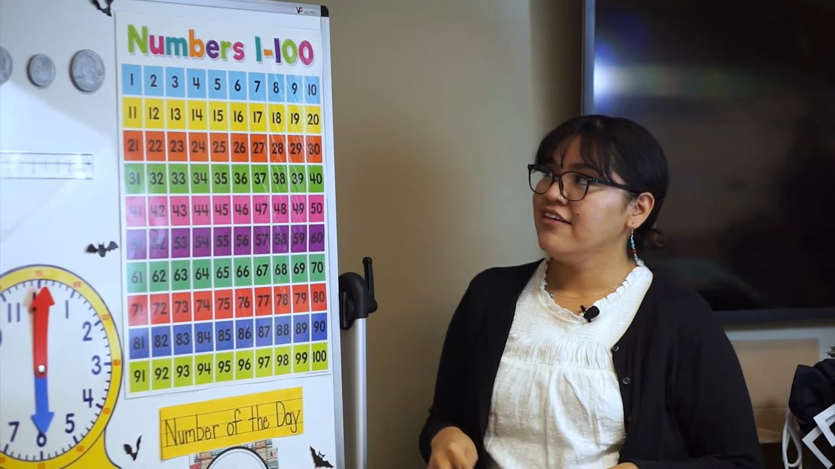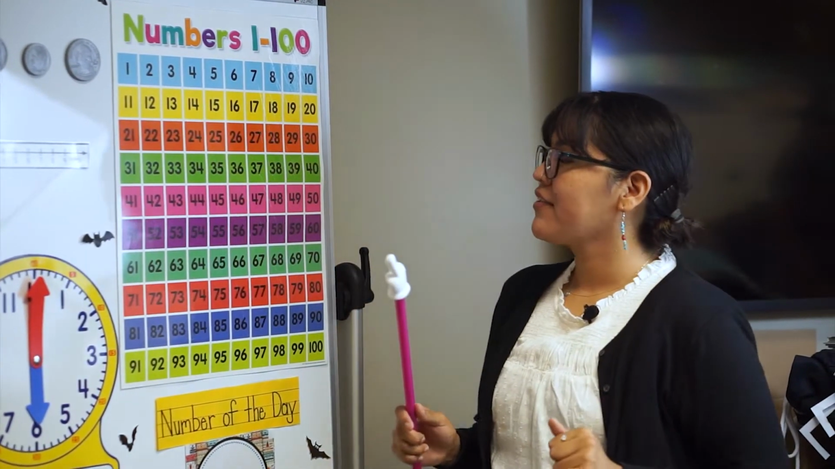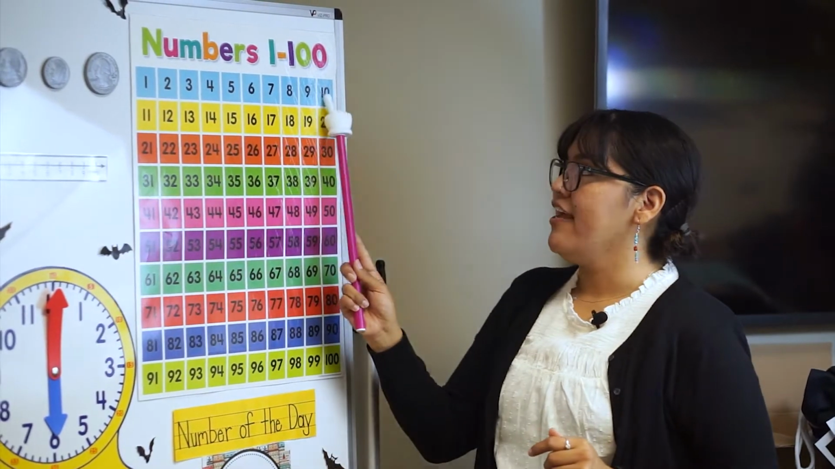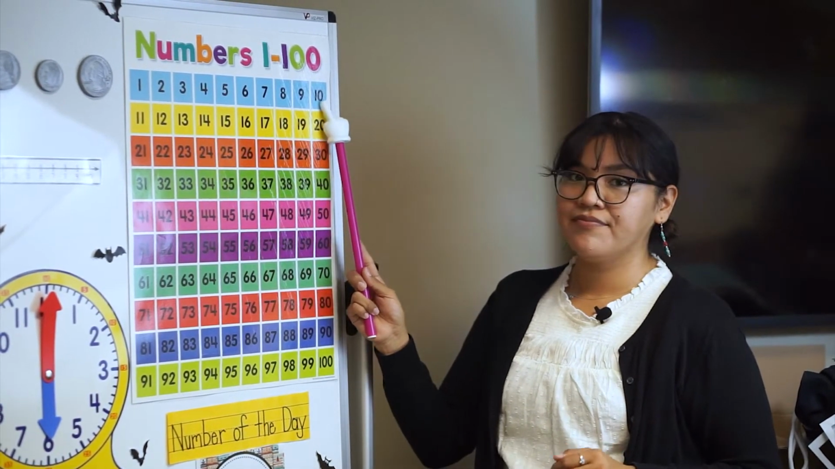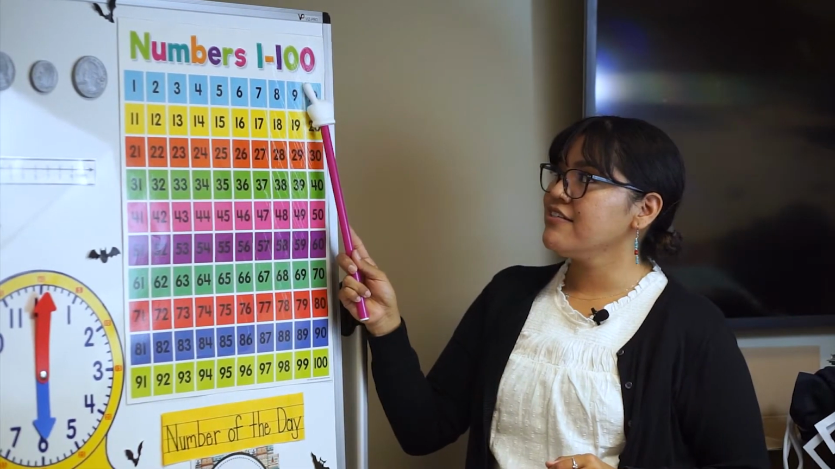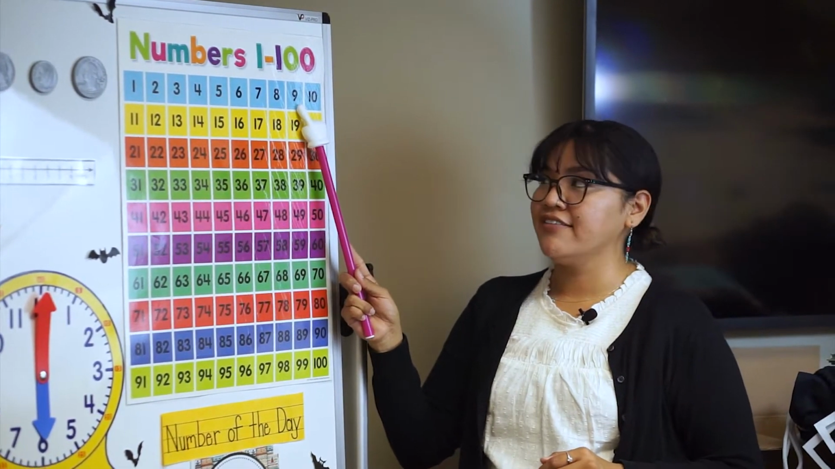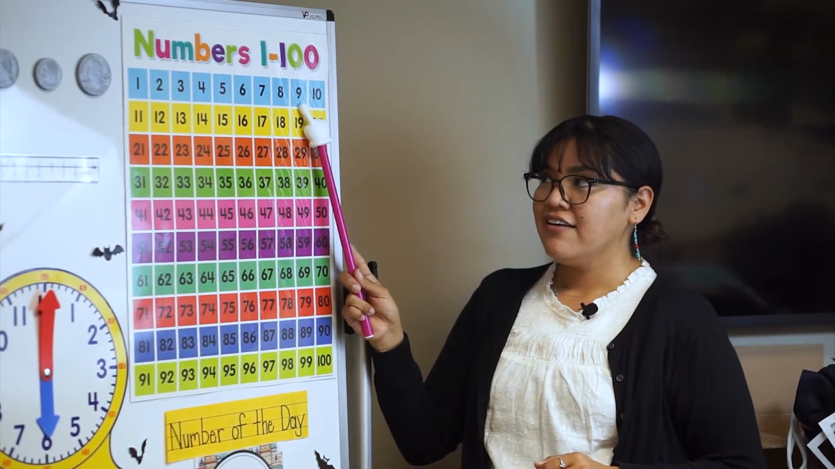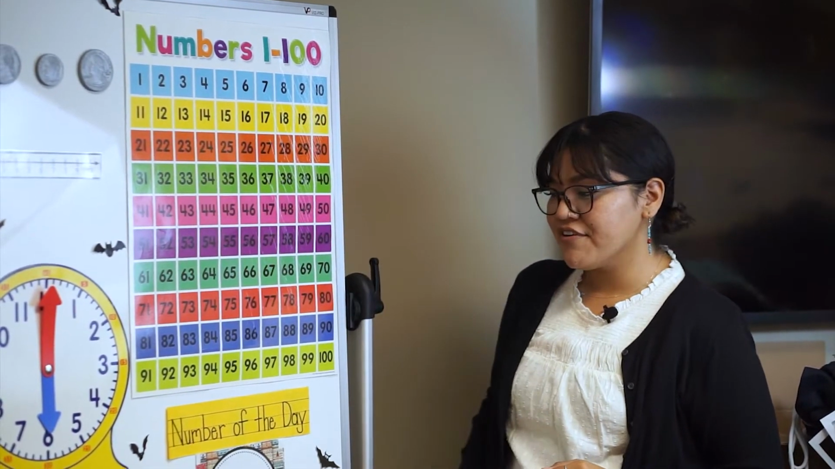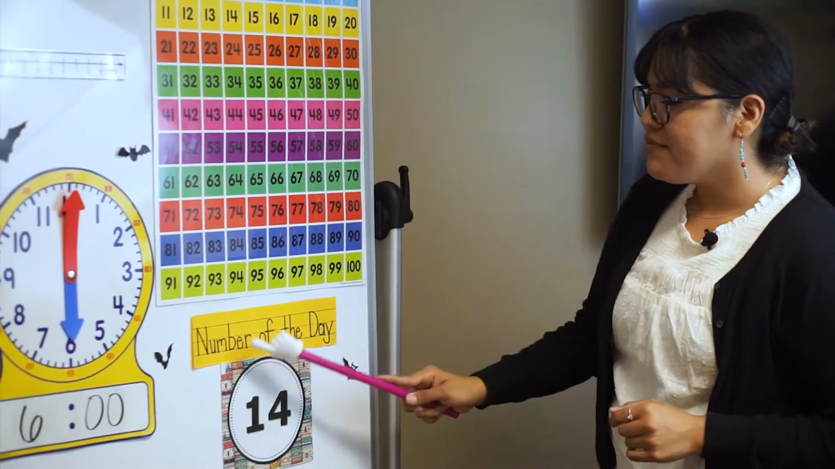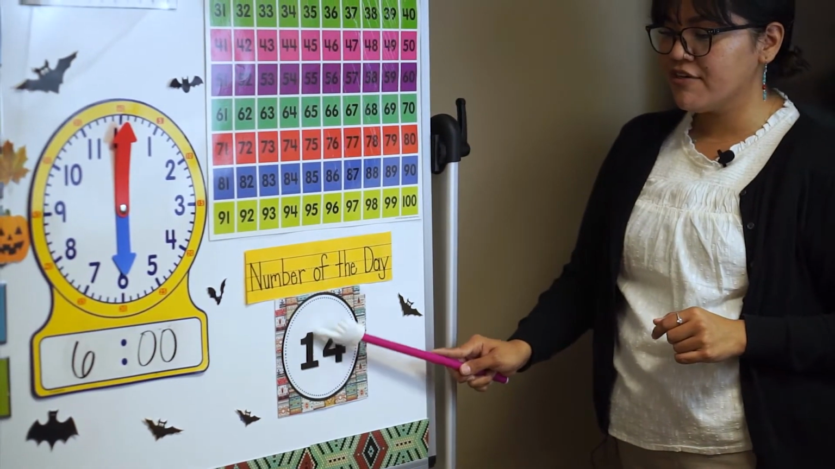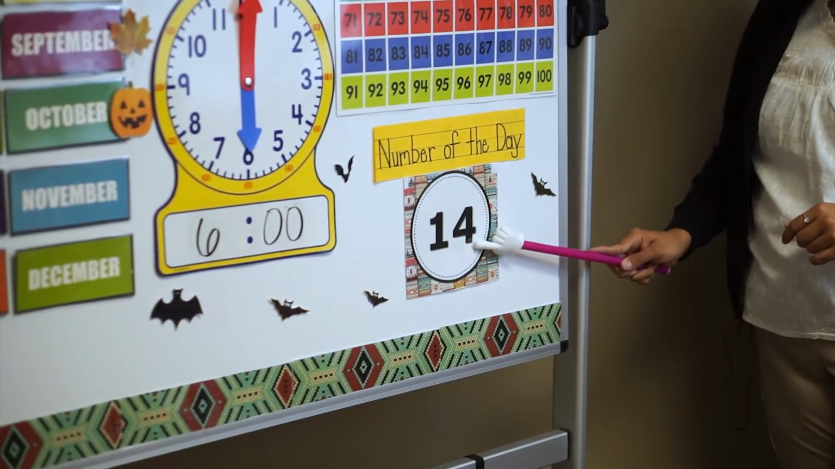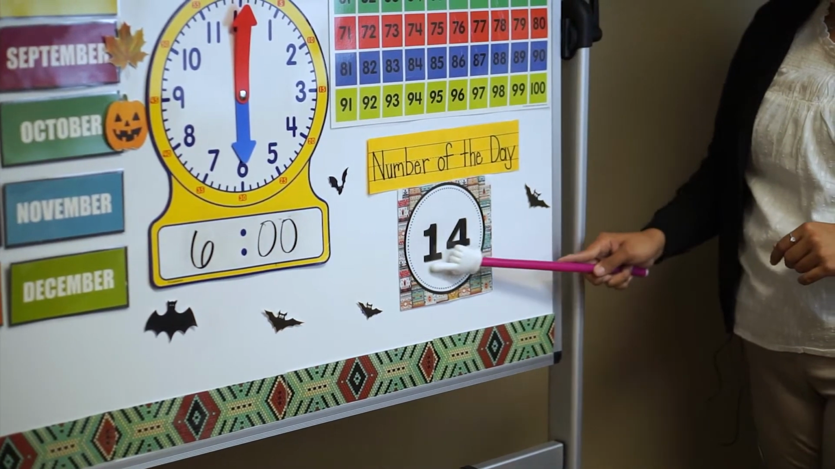Okay, let's do 1 more. Let's look at the number 10. What's 1 less than 10? 1 less than 10 is 9. Okay, let's look at our number of the day. Our number of the day is 14. Double-digit number with a 1 and a 4, which make up 14.